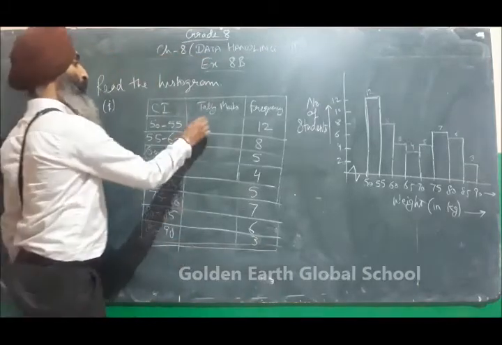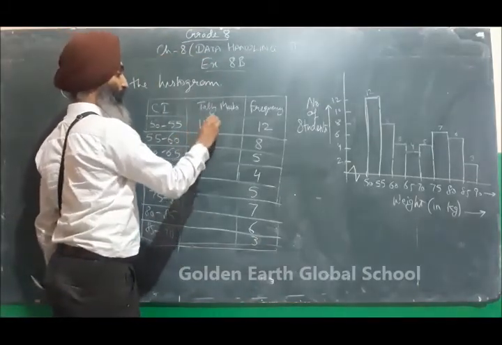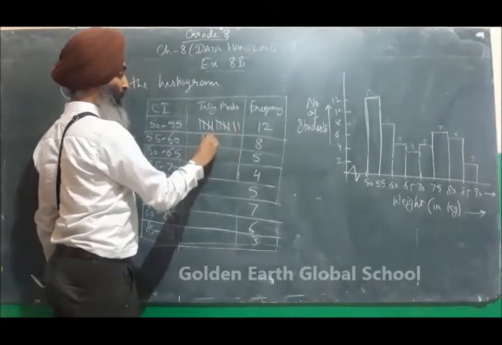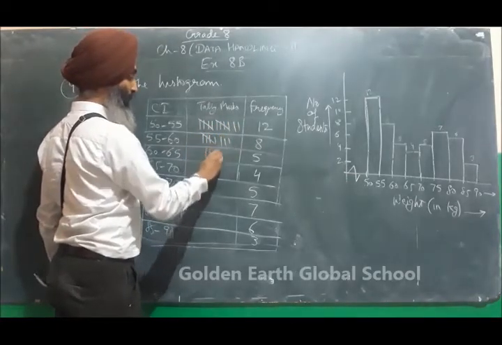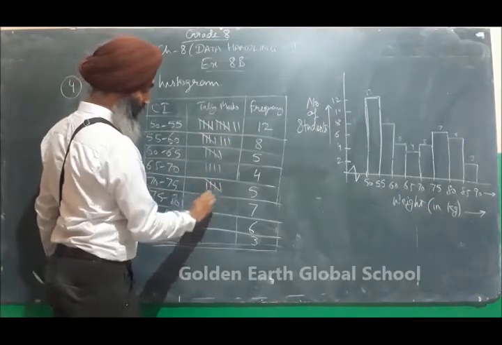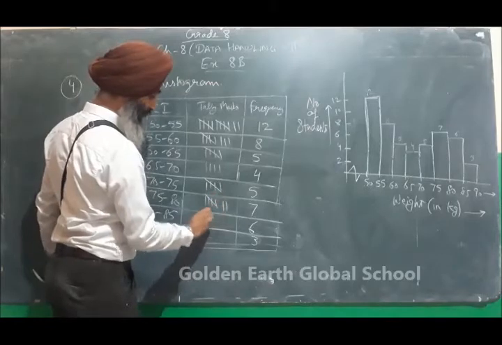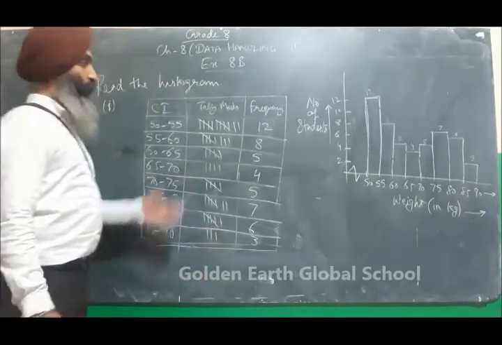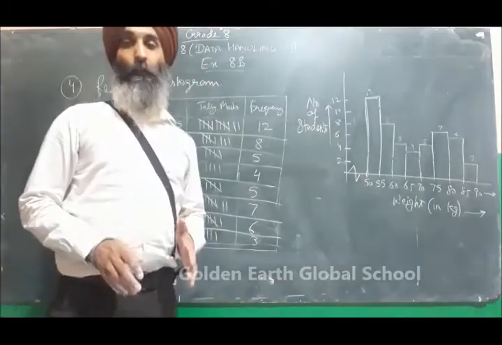Now you make the tally marks: 1, 2, 3, 4, 5, 6, 7, 8, 9, 10, 11, 12. Then 8, then 5, then 4, and so on for the rest. So this is all about the frequency table.